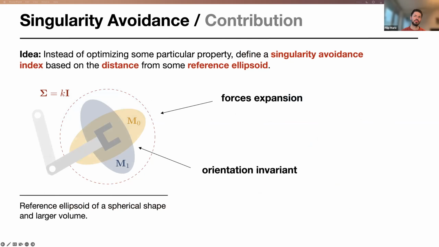And this leads us to an interesting idea. So if there was a notion of a differentiable distance between two ellipsoids, could we derive an optimization criteria that minimizes the distance between the current manipulability ellipsoid and some sufficiently non-singular ellipsoid? For example, we could set a reference ellipsoid of a spherical shape that is always larger than the current manipulability ellipsoid. And thereby, in an optimization scheme, we could try and minimize this distance to force the current ellipsoid to expand towards this larger spherical ellipsoid.